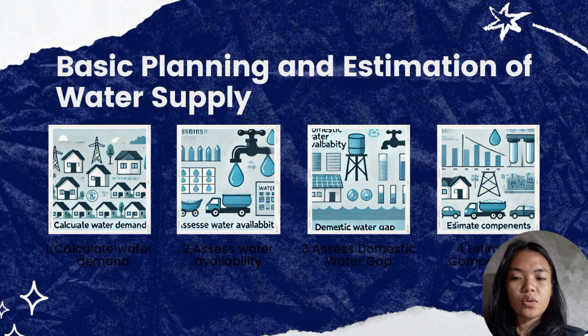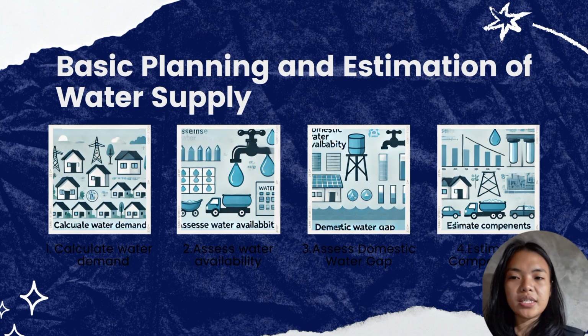Second is to assess the water availability for a water supply system through water availability and usage from the surface, ground source, as well as rainwater harvesting system. For example, in an area with a nearby river, planners may assess the flow rate of the river and its seasonal variations to estimate how much water can be sourced sustainably throughout the year.